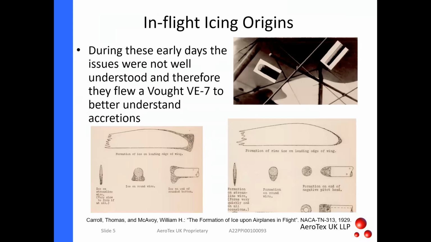So really, this was in the late 1920s, so there was a good appreciation. You can see from the pictures that we're starting to see on the right-hand side the rime ice, the hard ice that freezes instantaneously, whereas we've got the glaze ice on the left-hand side, which tends to form these horn formations.